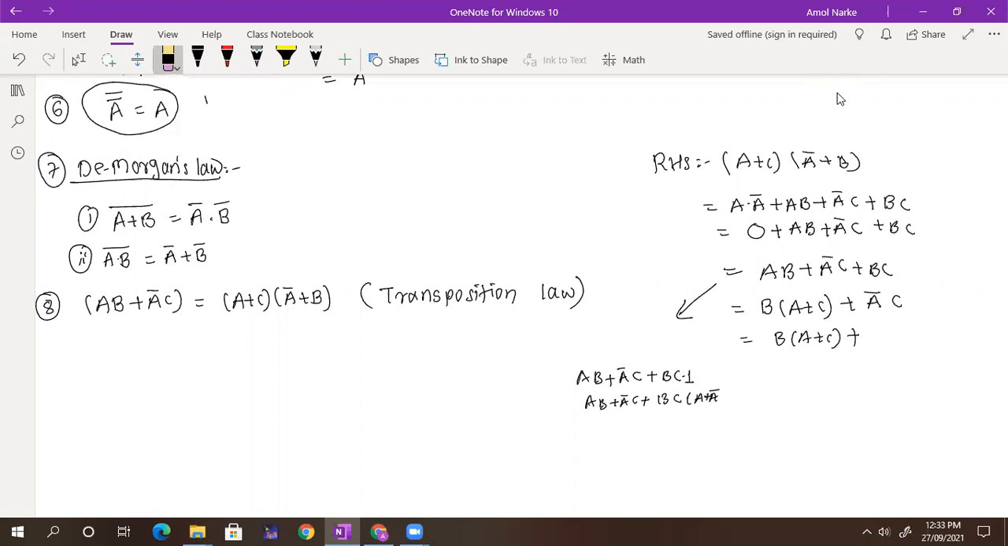Then we will do the distributive law. Just give me, I will multiply A plus A bar. Correct. What is next then? Then we'll multiply: AB plus AC plus BCA plus BCA bar. This term I kept as it is. And if I use distributive, I am getting ABC plus A bar BC.